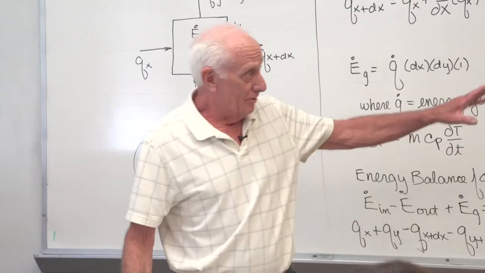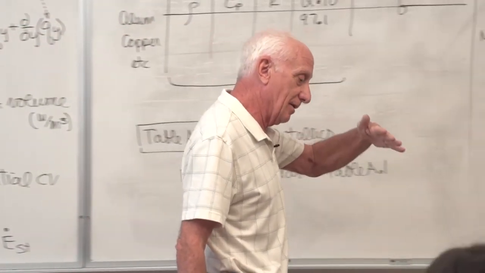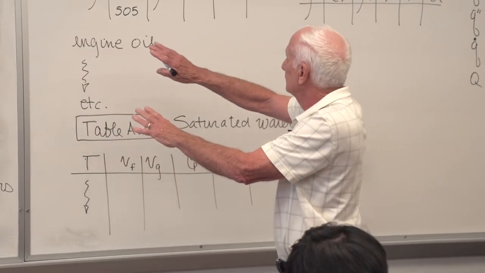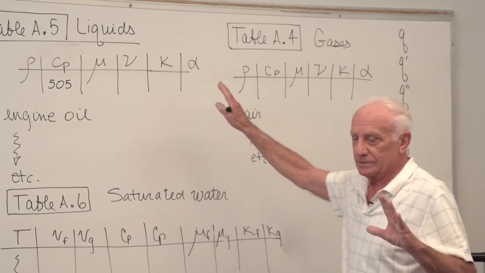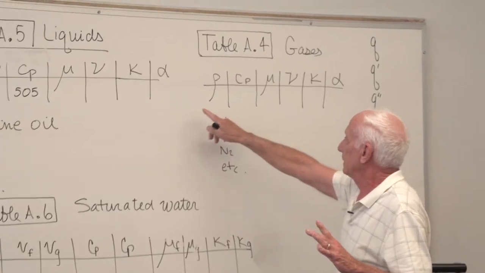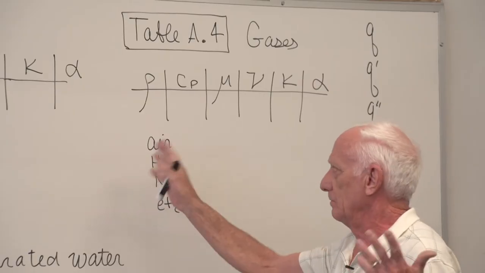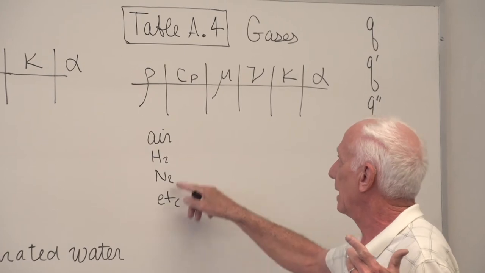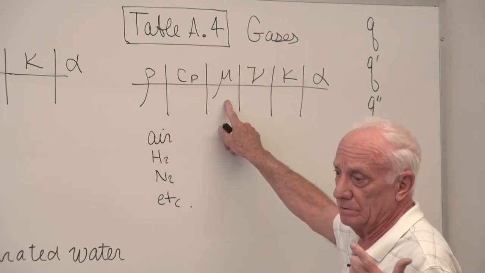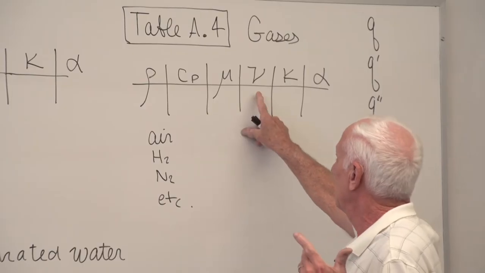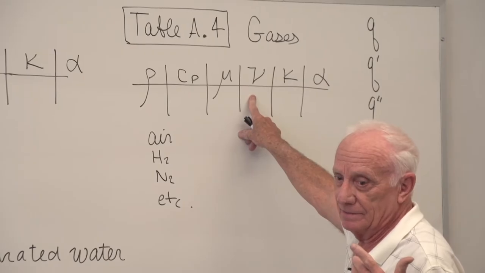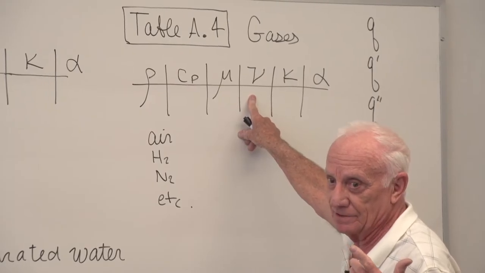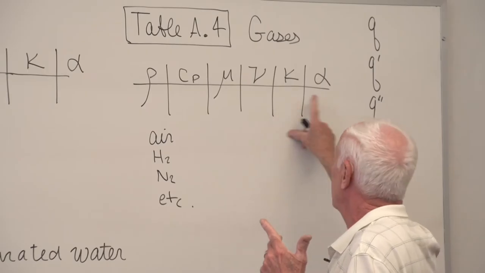Okay, let's go on. These are all solids. Last time we talked about the K value of solids, liquids, and gases. Table A4, gases. Here are the columns. There are 8 gases given there, but these are only 4: air, hydrogen, nitrogen, oxygen, carbon dioxide, carbon monoxide. Then rho, C sub P, mu, the absolute viscosity, and nu, the kinematic viscosity. You're going to need the viscosity to find the Reynolds number in convection. Then K, alpha.